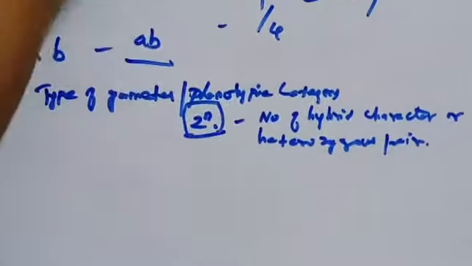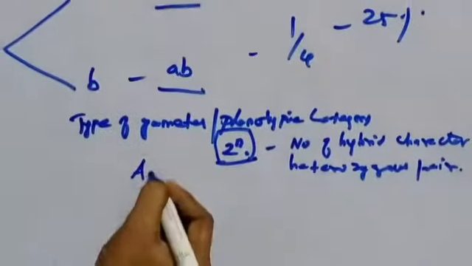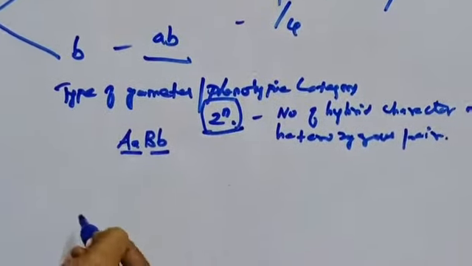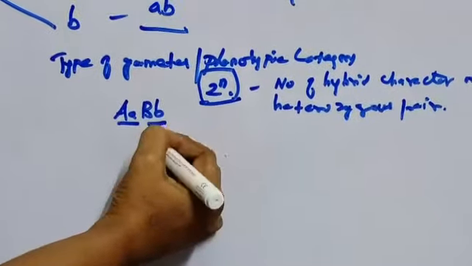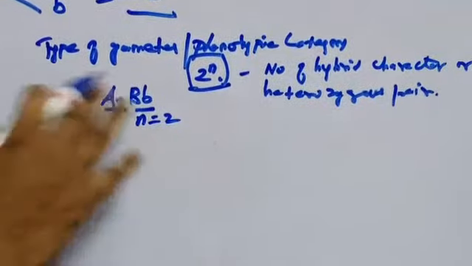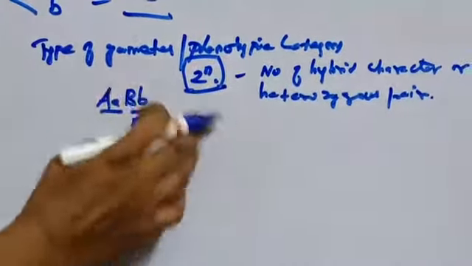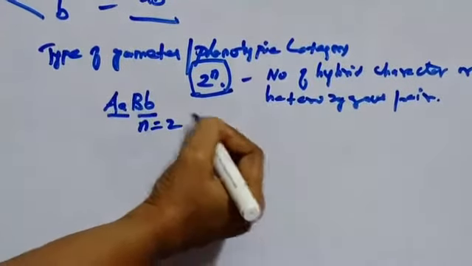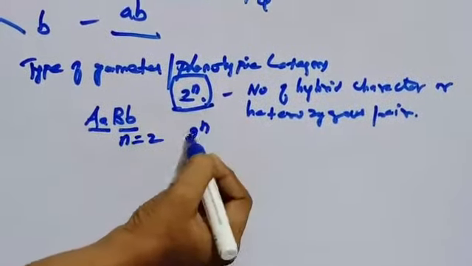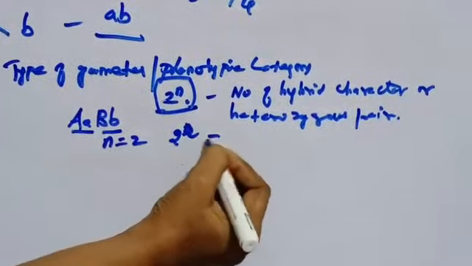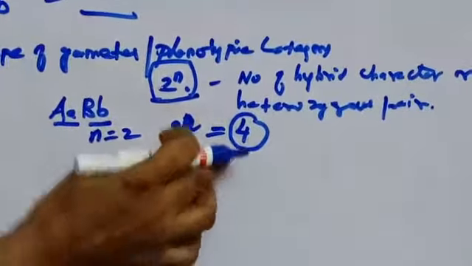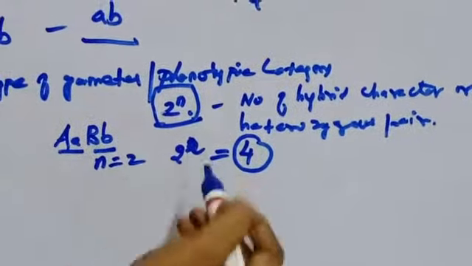Now we will see this. You can take this as an example: capital A, small a, capital B, small b. You can see this is heterozygous, this is also heterozygous. So now you must find out the n. How many heterozygous pairs here? 1, 2. So the number of heterozygous pairs is 2, or the number of hybrid characters is also 2. So 2 to the power 2 is equal to 4. So 4 types of gametes are formed. This is shown here.